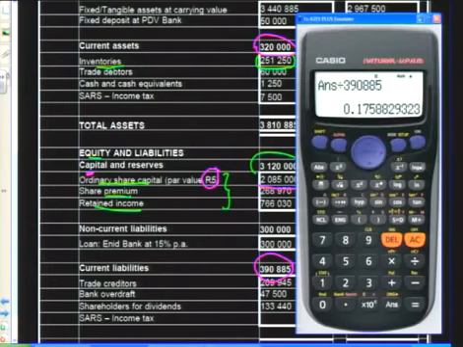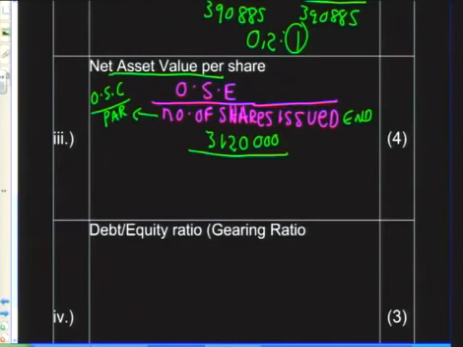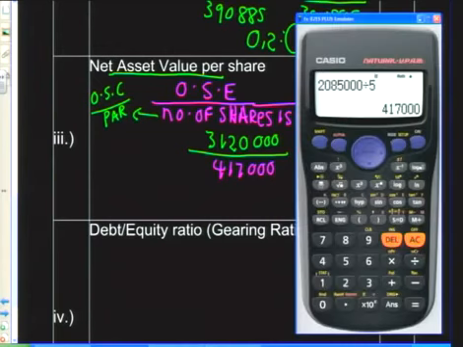So let's do that. We've got 2,085,000. I'm going to divide this by 5 rand to get the number of shares that are issued, 417,000. So let's take that through, 417,000. And remember, guys, I think I want my answer in cents, so I'm going to multiply by 100 to get my answer in cents. And again, the calculator out.